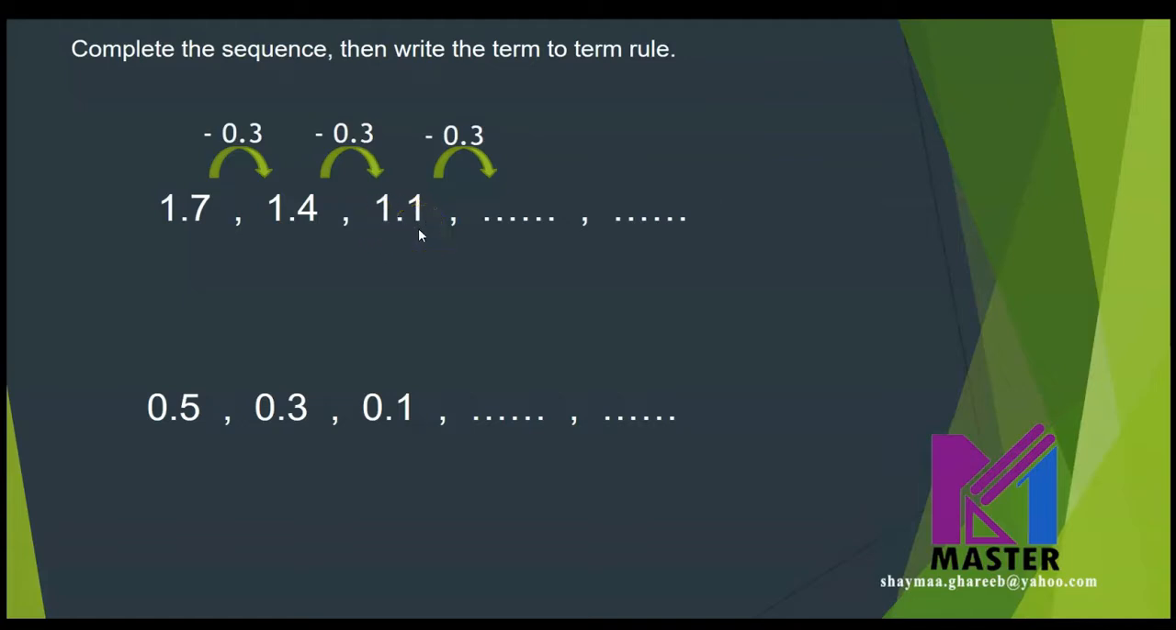1.1, then 1, then 0.9, then 0.8. So I counted by tenths 3 times. When you count back by tenths 3 times, or 3 tenths backward, you will get 0.5. Is this clear? Or 5 tenths.